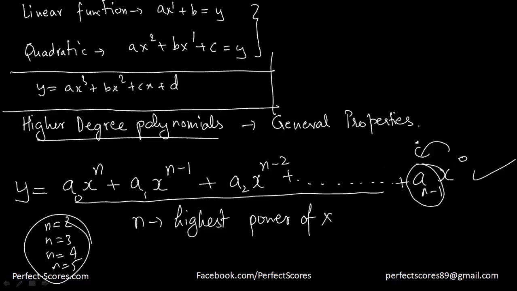So I suppose you're able to understand. I'm sorry, this is not 0. This is something which will not be 0, and everything else is going to be 0.